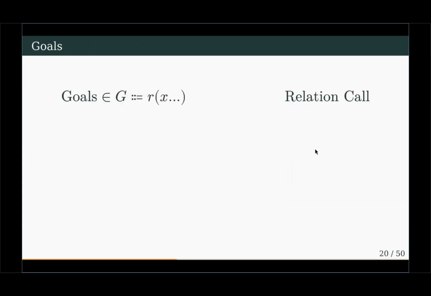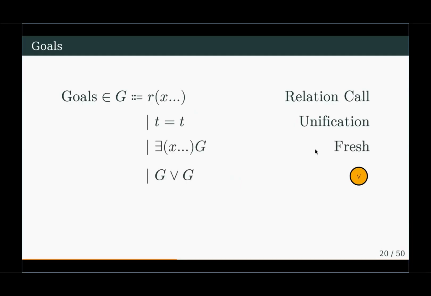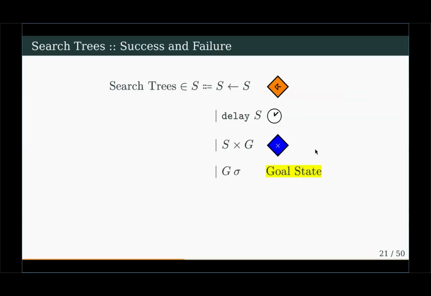So our goals, as we've seen before, we have relation calls. Those are where we put the delays on top of. We have unification, which is first order syntactic equality. We have fresh variable introduction. We have goal versions of our disjunctions and conjunctions. I'm interested in how these are evaluated and more about the goals is in the paper, but we won't really consider that for now. We're only focused on the search behavior.